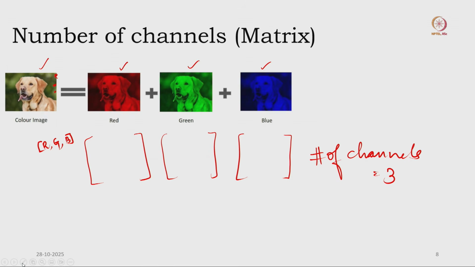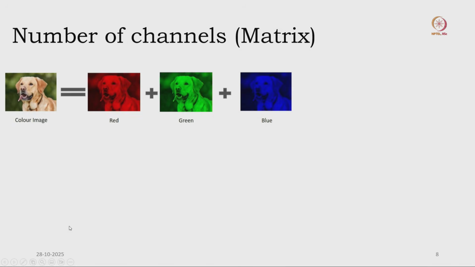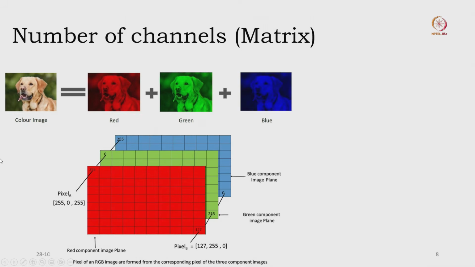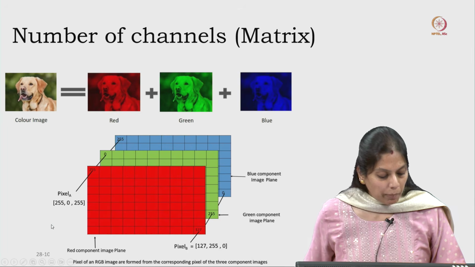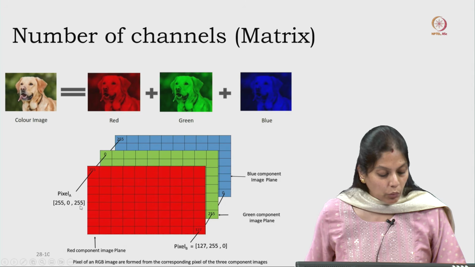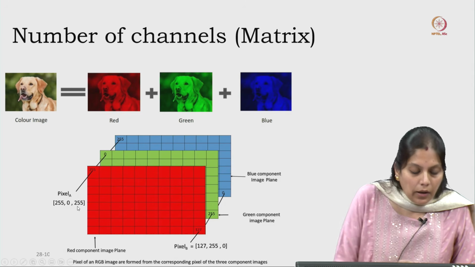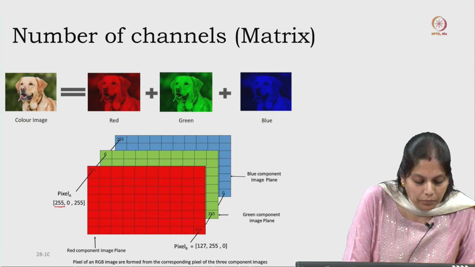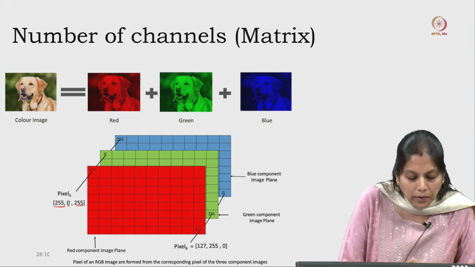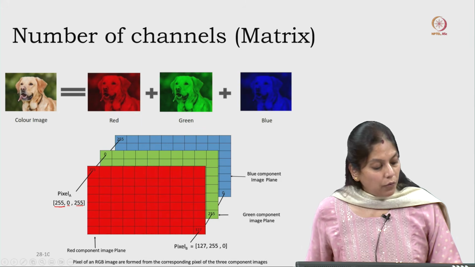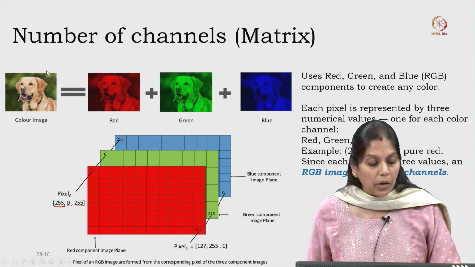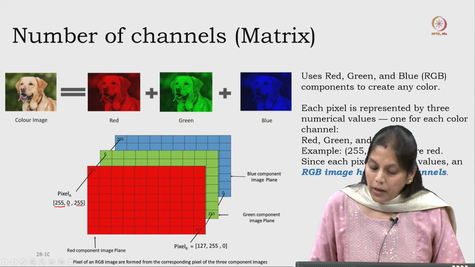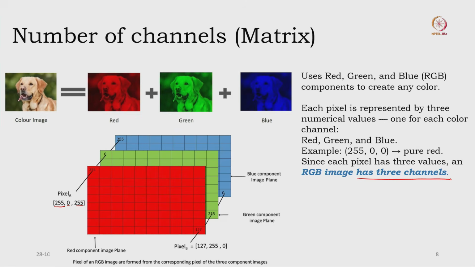So, let me clear this screen. If you look into this, this is what has been explained. Each pixel is a combination of 3 values. What are those 3 values? We have a red component, a green component, and a blue component. Therefore, the number of channels used for an RGB image is 3. We will have 3 channels.